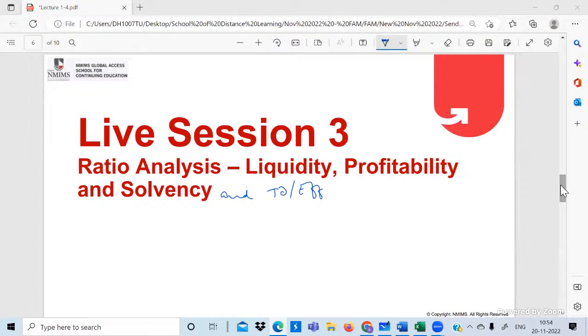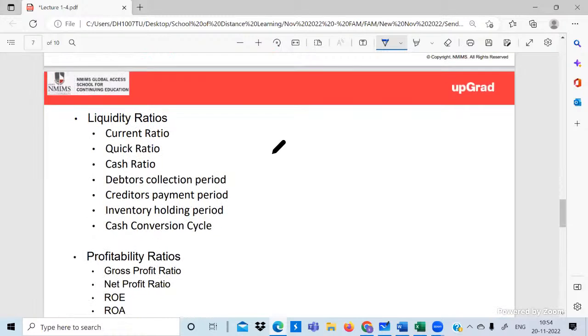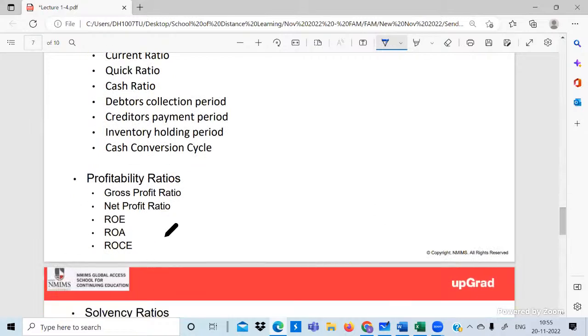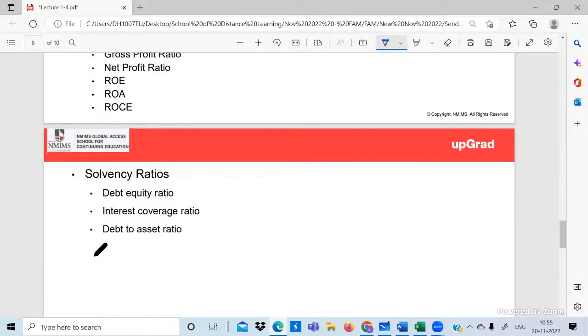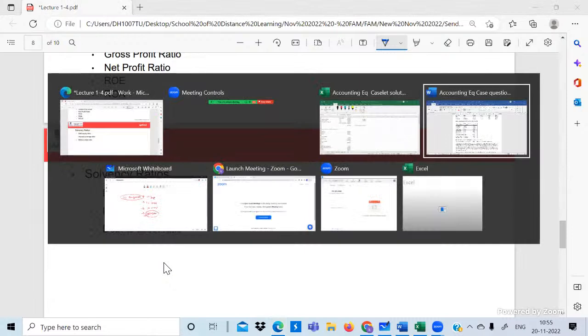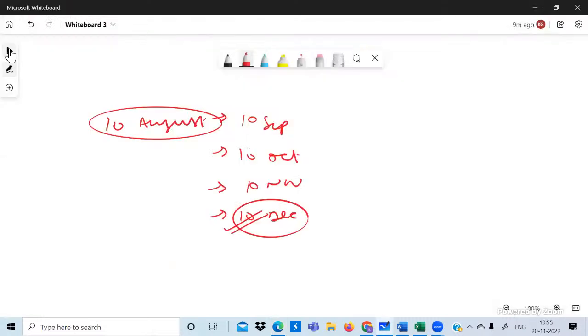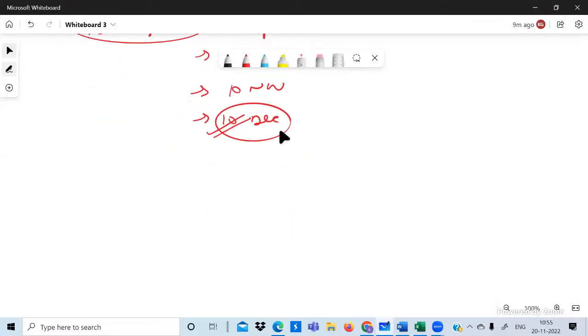Okay, and if you look at liquidity, there are various liquidity ratios. We look at these 6, 7 ratios under liquidity. Then we have these 4, 5 ratios under profitability. And then under solvency, we've got these 3, 4 ratios. So first, let's try and cover the basics. First, let's understand what is a ratio.